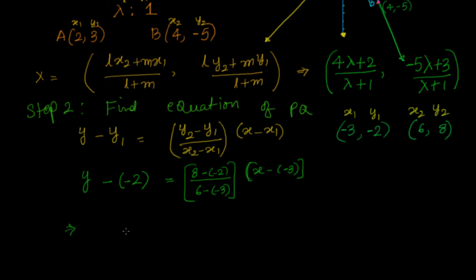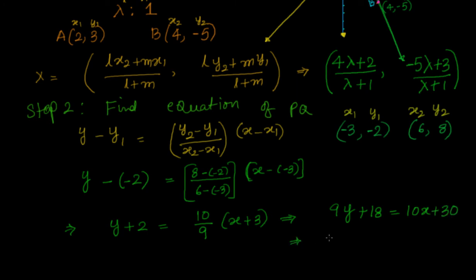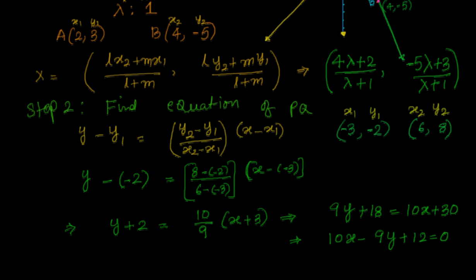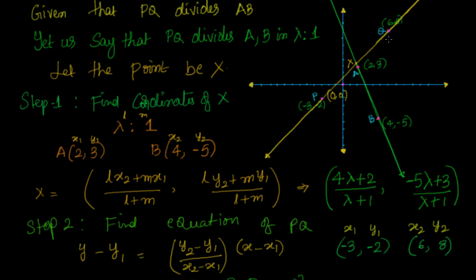So if I simplify that, that's nothing but equal to y plus 2 equal to 10 by 9 into x plus 3. Or you further simplify, you will have 9y plus 18 is equal to 10x plus 30. That gives you 10x minus 9y plus 12 equal to 0. Now this is the equation of line PQ. Now we got the equation of line PQ.